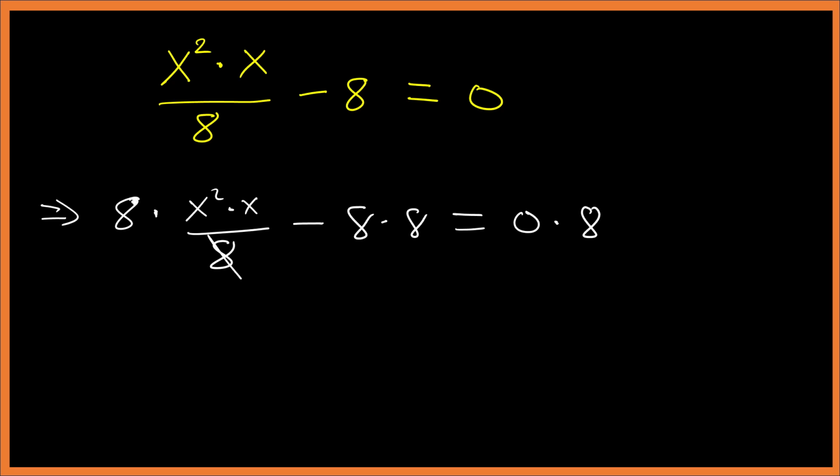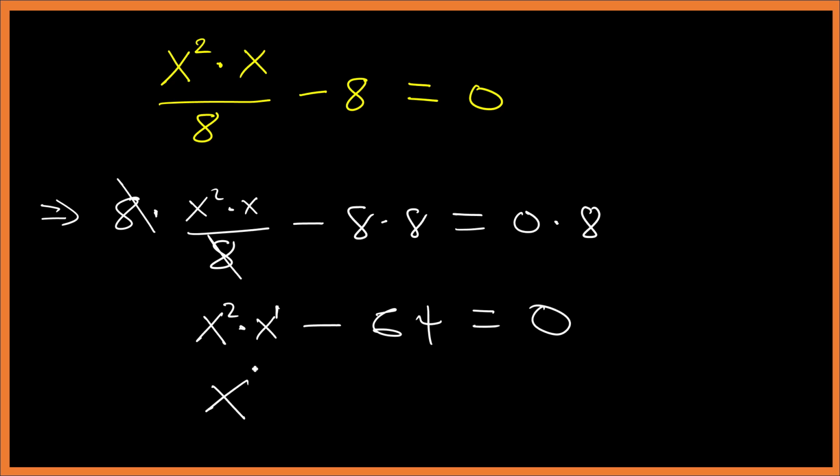So this side will cancel. I will have x squared times x minus 64 equal to 0. Now, x squared times x, the power here is 1. So the bases are equal, so we have x. Let's add the powers: x cube minus 64 equals 0.